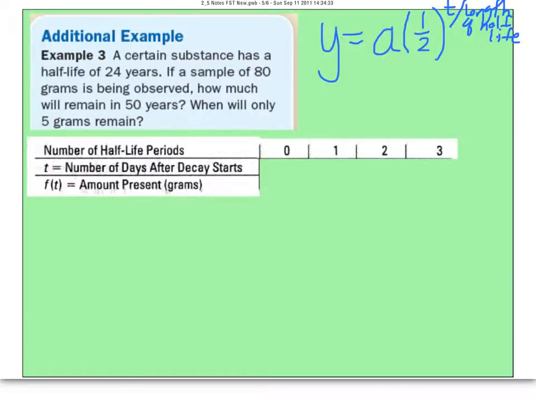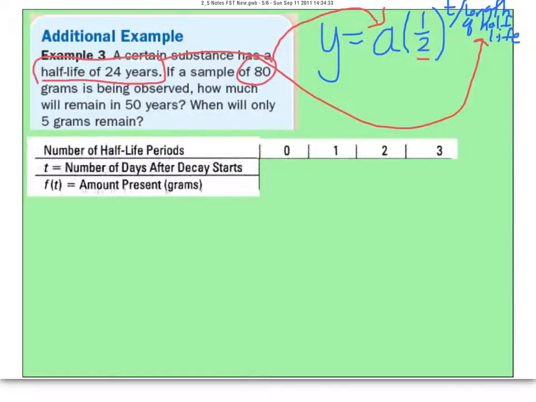So if we look at an example, here's another one. A certain substance has a half-life of 24 years. By the way, that 24 years just represents the length of the half-life. If a sample of 80 grams is being observed, how much will remain in 50 years? Well, it's a sample of 80 grams that we start with, so this time that is our A.